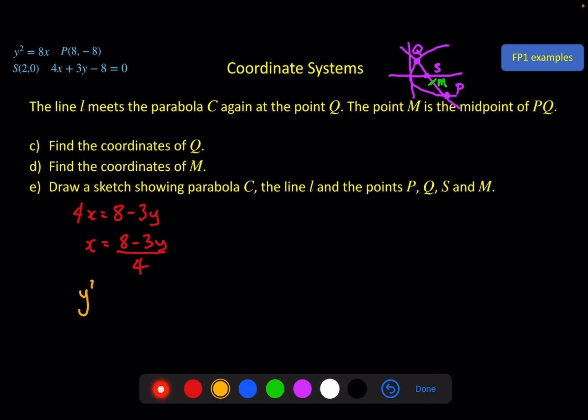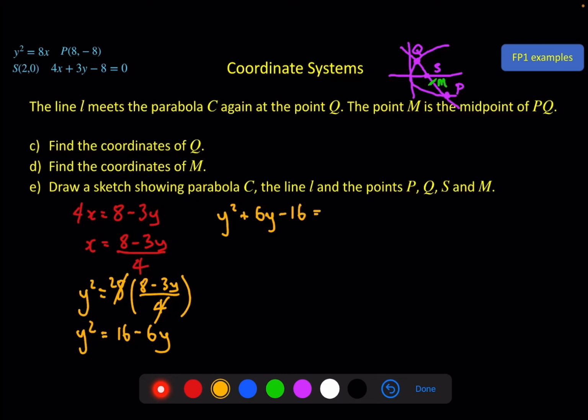So we've got y squared is equal to 8 times x, and x we now know is (8 minus 3y) over 4. And tidy this up a little bit. That cancels with that, gives us a 2, so we've got 16 minus 6y. And then remember why we're doing this. We're trying to find the coordinates, so I need to solve this now. And this is a quadratic in y. Can we factorize this? I think yes. We have a plus 8 and a minus 2. So y is equal to 2, or y is equal to minus 8.